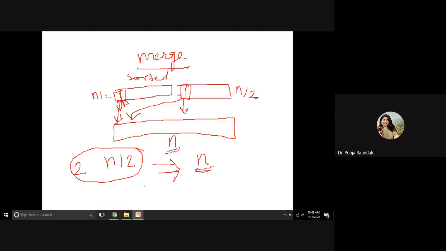How much time does it take? Its time complexity is order n, because a single loop is required and you perform this operation from this to this, right? So finally you get an array of size n. Everybody understood? Merging, only the merging operation I'm talking about. Yes, ma'am. Because this is one of the steps in merge sort.